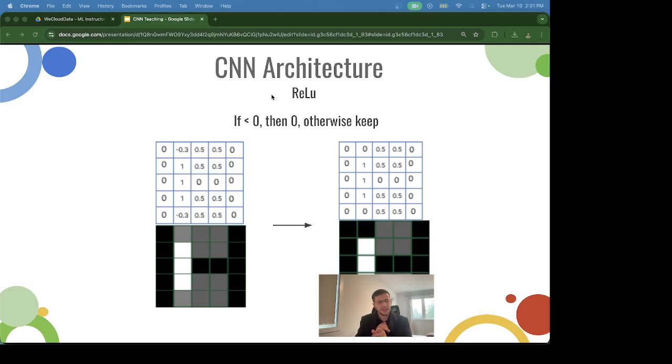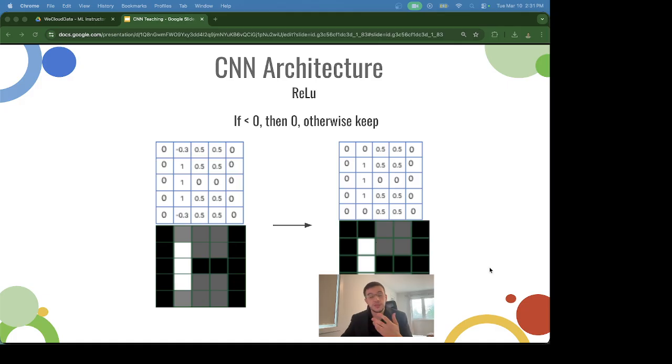So you have tanh that we learned about. You have the sigmoid activation function. ReLU is just another activation function with the very simple rule that if it's less than 0, convert the number to 0, otherwise keep it. Visually, here's what it looks like.